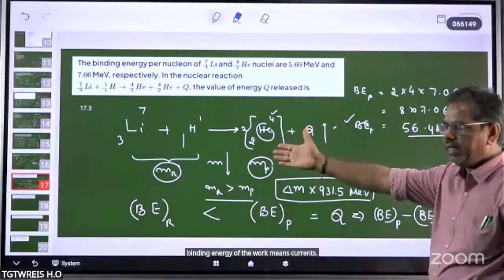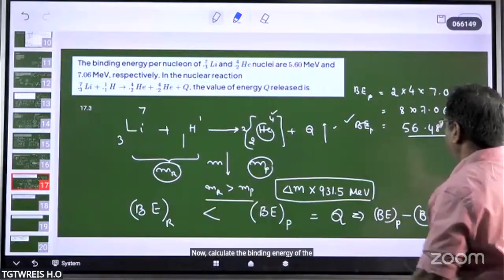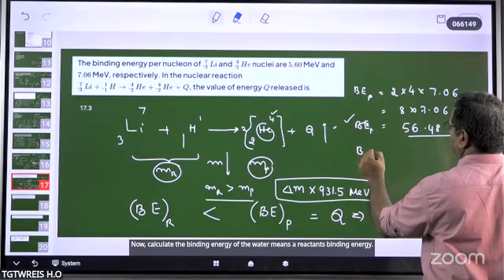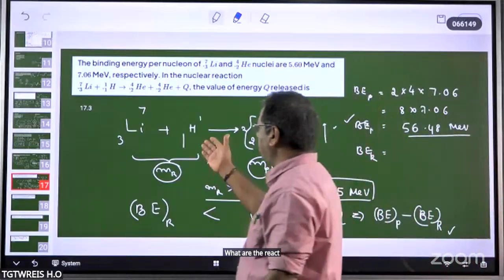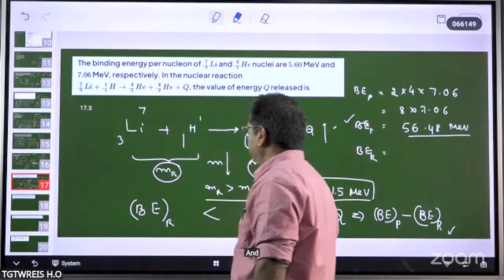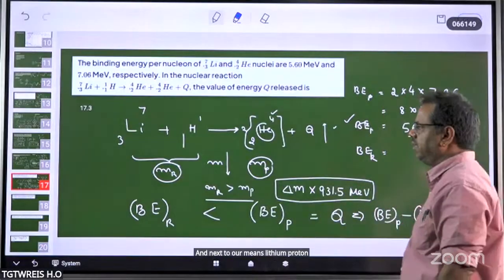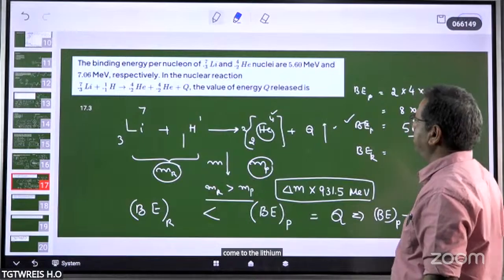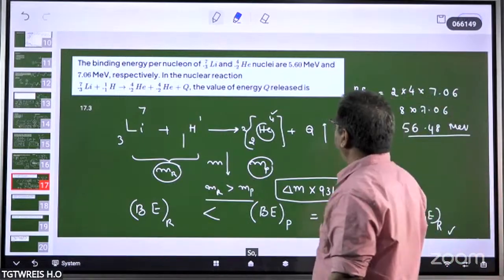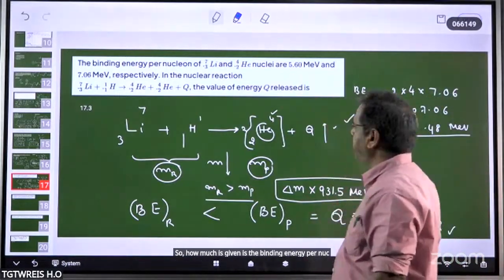Now calculate the binding energy of the reactants. What are the reactants here? Proton, and next lithium. Proton is a single particle, leave it off. Come to the lithium. How many nucleons are there? 7.